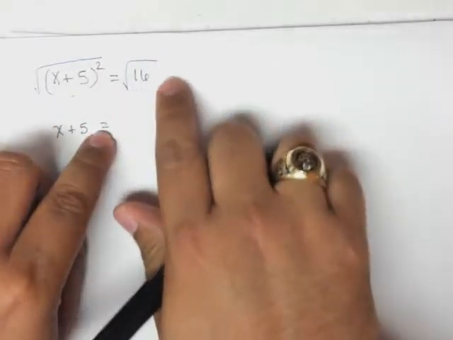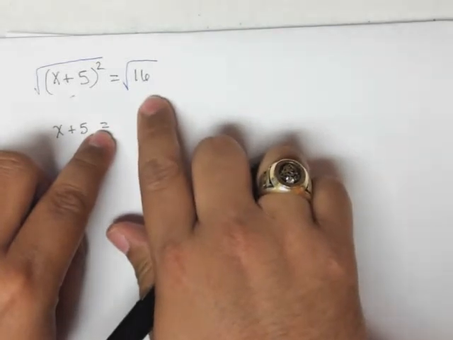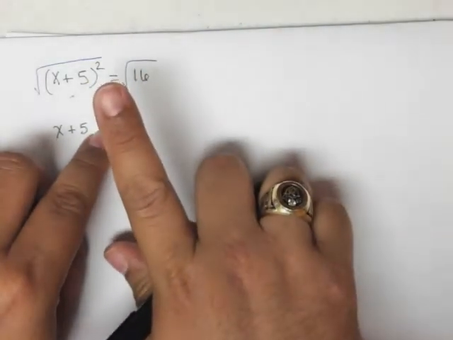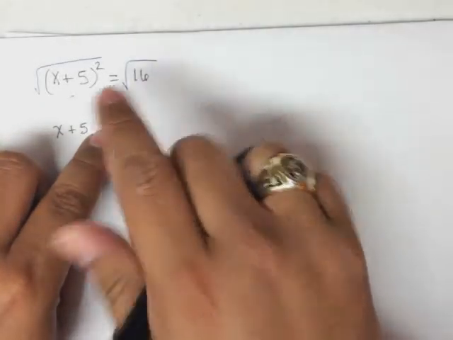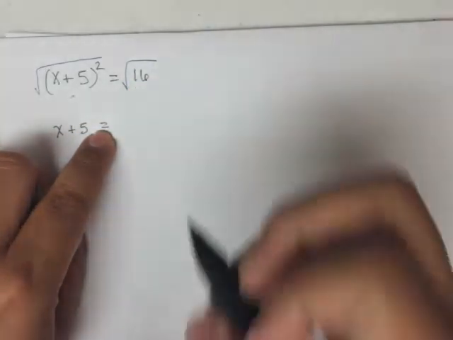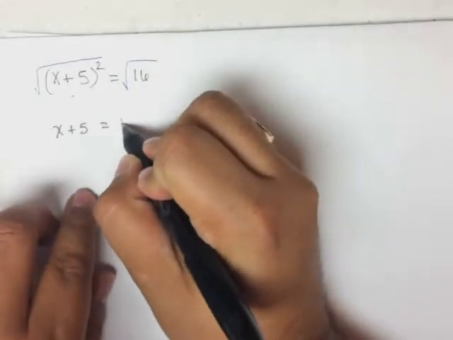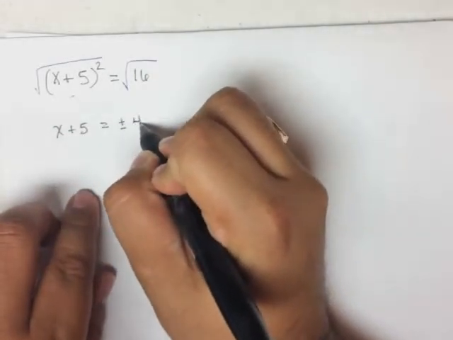Now 16 is a perfect square, so we can say it's 4. But remember, when you take the square root of a number, you've got to consider both its positive and its negative roots. So let's say then that this equals plus and minus 4.